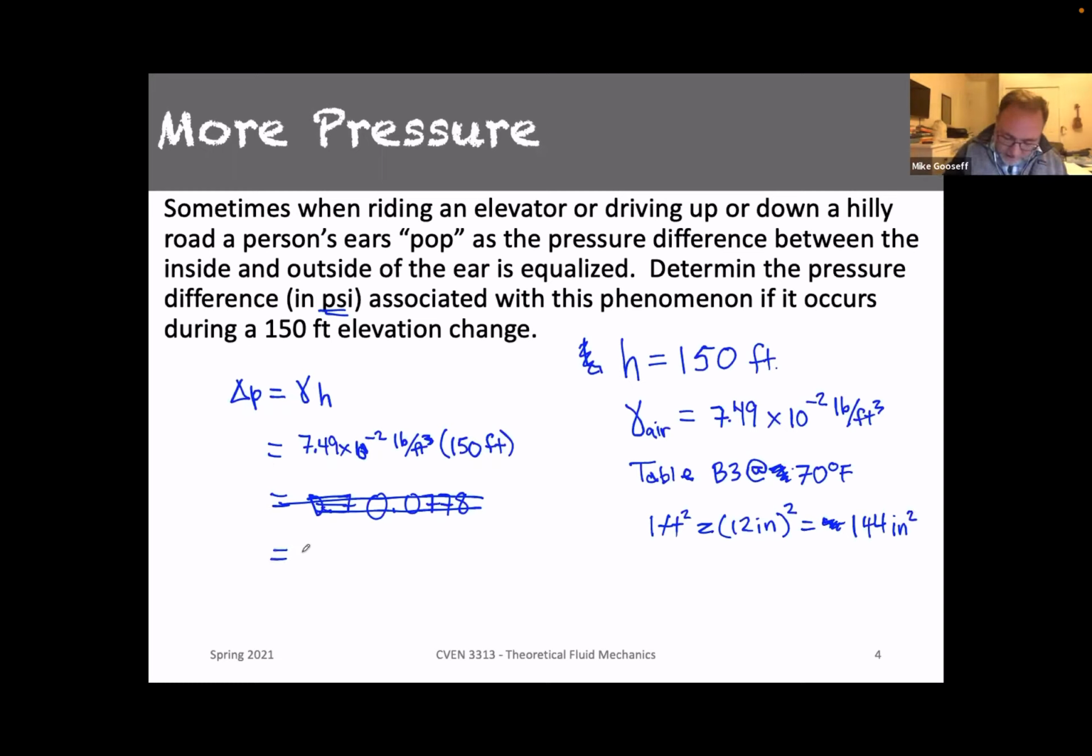So I'm going to end up with 11 pounds per foot squared. And then I'm going to multiply that by my conversion here, 1 foot squared over 144 inches squared. And when I do that math, again, I keep my two significant figures. So delta P comes out to be 0.076 psi.